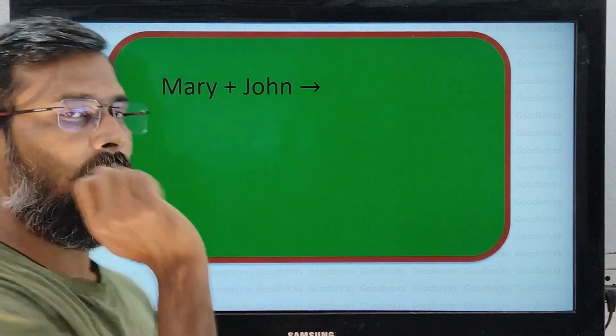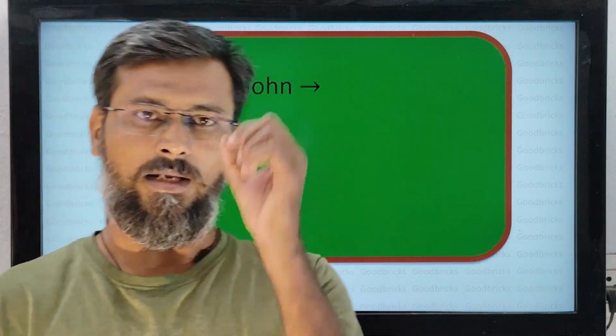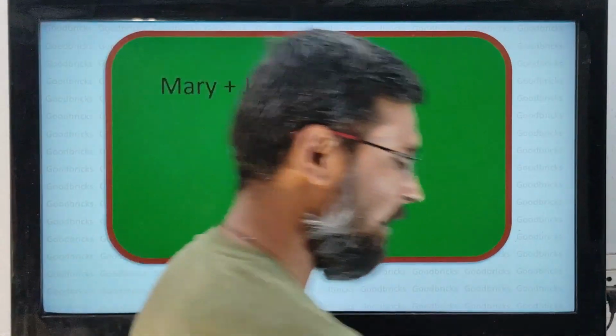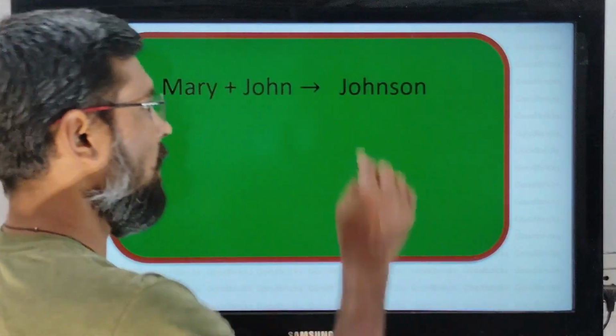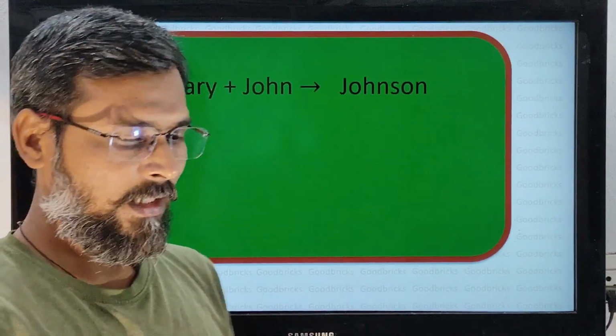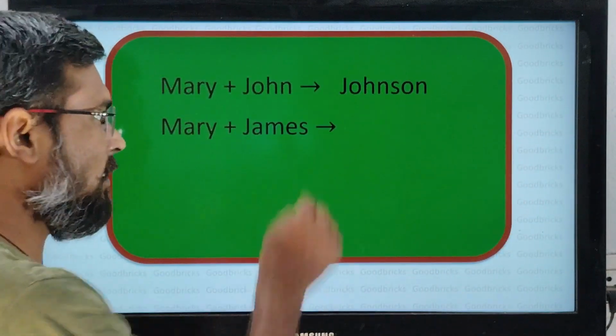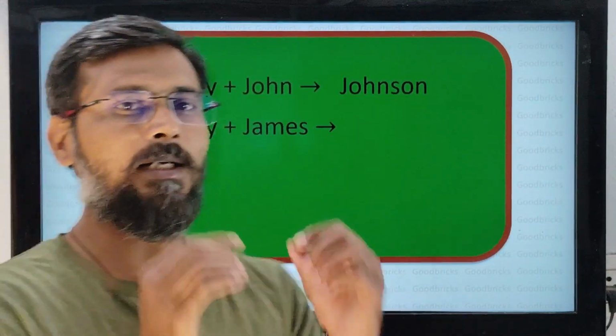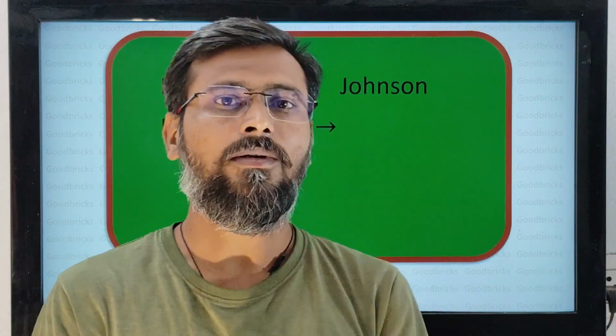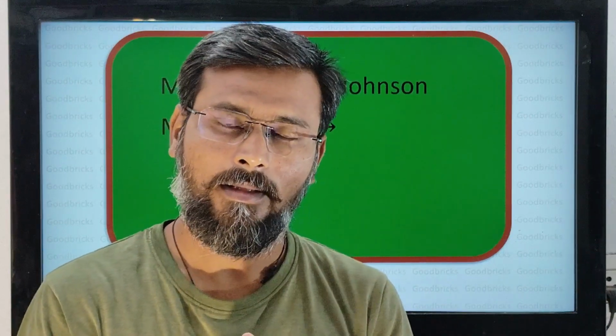Mary married John. After 1 year, this couple is blessed with a baby boy and they named that boy John's son. Now the question is, if Mary marries James instead of John, what is the name they will give to that baby boy?